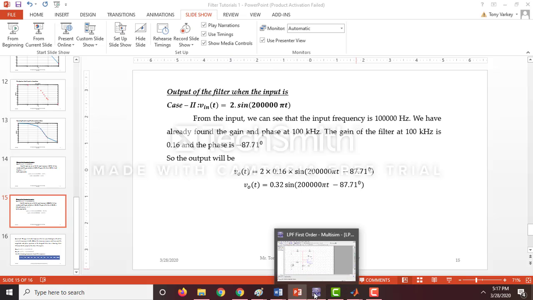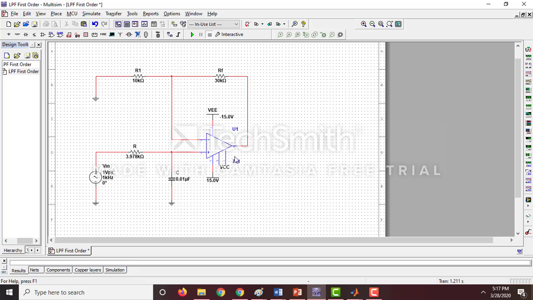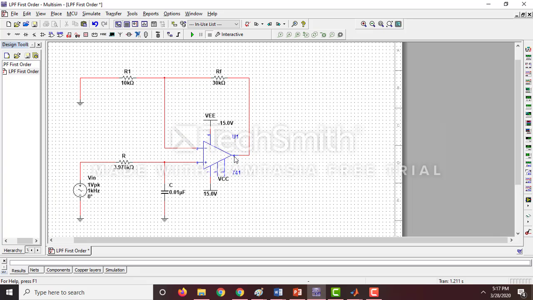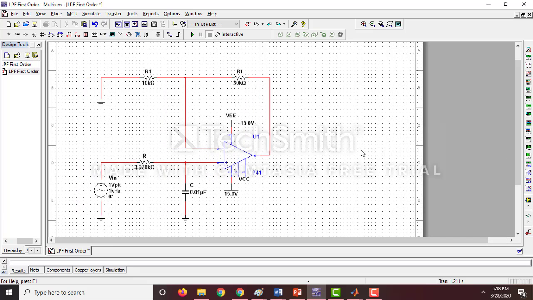So I have already wired the circuit here. So this is the circuit using Multisim. R1 is 10 kilo ohm, RF is 30 kilo ohm, R is 3.978 kilo ohm, and C is 0.01 mu F. I am giving plus 15 and minus 15 as the supply, and the input voltage I am giving V in 1 volt peak, 1 volt peak and 1000 kilohertz.